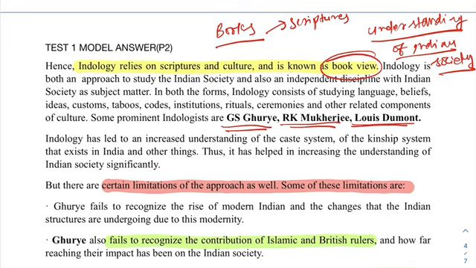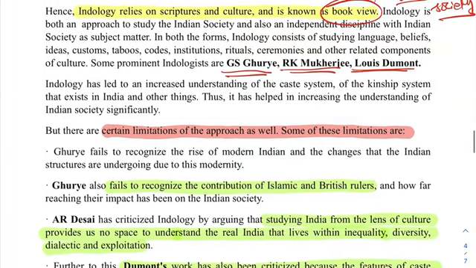But Indological approach has certain inherent limitations. For example, as we have already studied, Indological approach was focusing on what? They were focusing on the understanding. They were not concerned with the suggestions. So the first limitation will be they will not be able to understand the changes brought about by modernity.